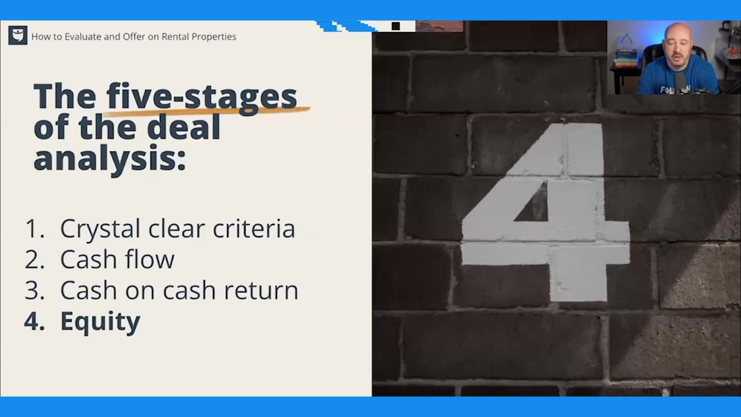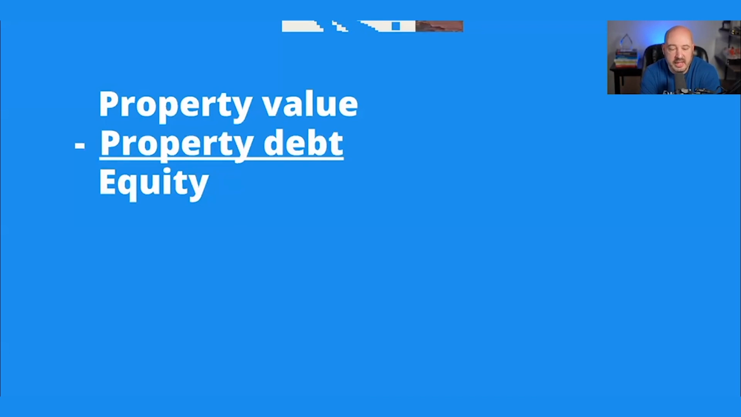Number 4 is equity. What is equity, David? I hear this phrase thrown around. It's really simple. You take what your property is worth, the value, you subtract what you owe, which is your debt. The difference is your equity. So if a property is worth $500,000 and you owe $400,000, your equity is $100,000.